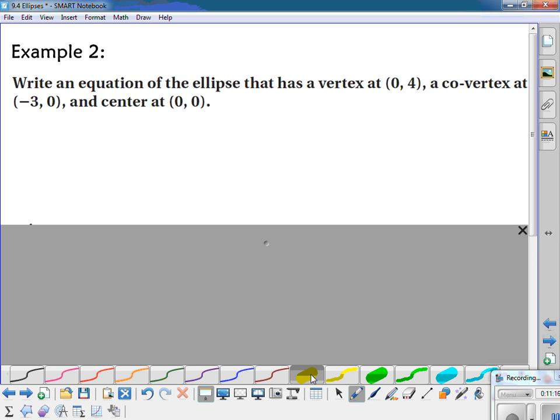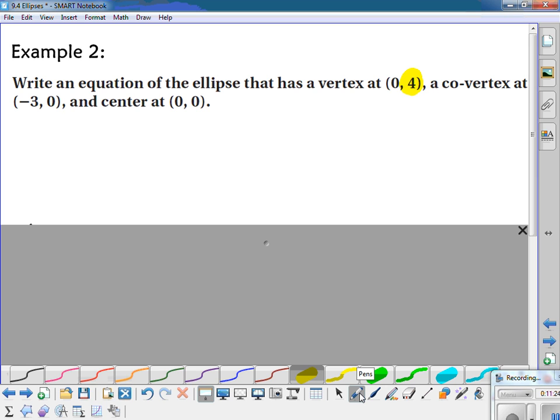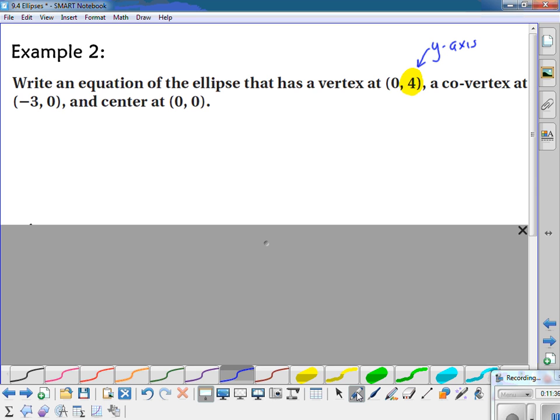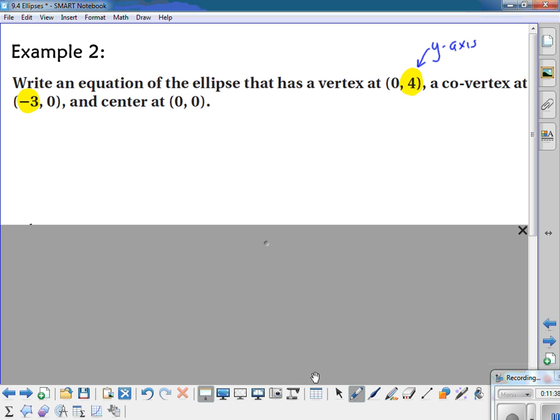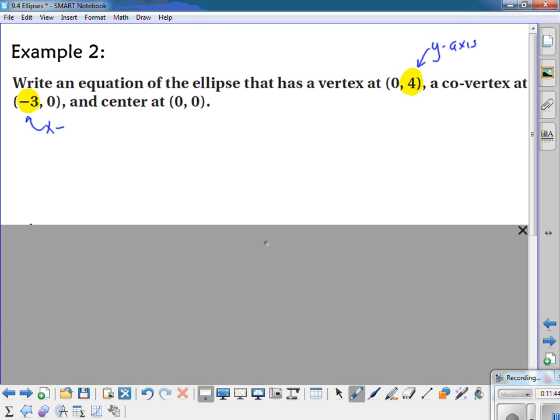So I notice that my vertex is at 0, 4. So which axis is that going to be on? That's on the y-axis, isn't it? So that means that this is one that's vertical, yes. And my co-vertex over here is on the x-axis. So if you need to, you can always draw yourself a little graph to visualize it. If you have a hard time keeping that straight and you want to draw yourself a little picture, you can do that too.